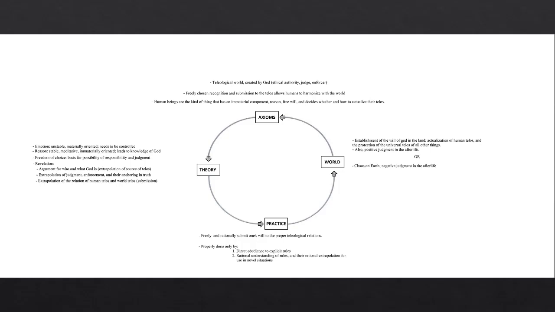Alternately, if the practice does not match the theory, then the result is chaos on earth and hell after. Why chaos? Because the proper practice is about making sure that things work as they are supposed to. When they don't, you have a broken system by definition. So that's the religious structure.